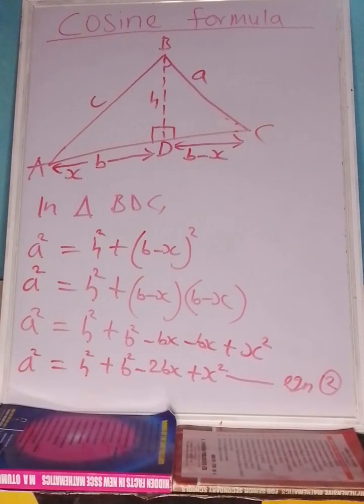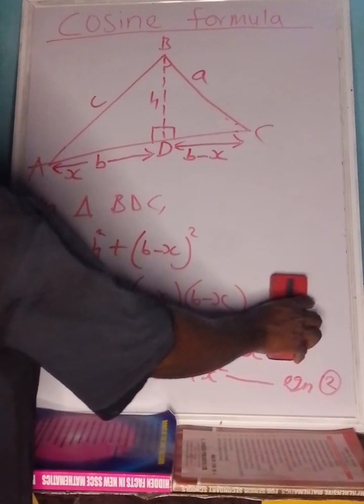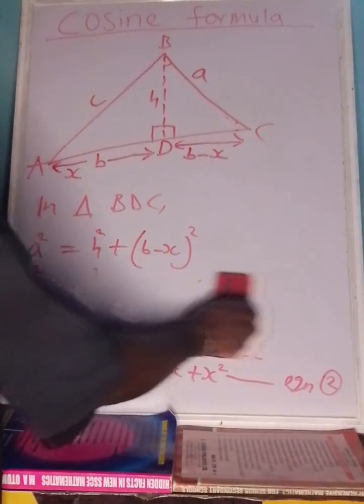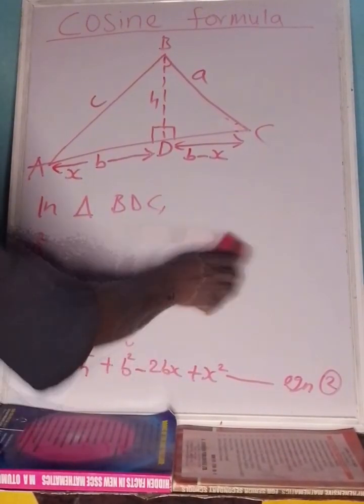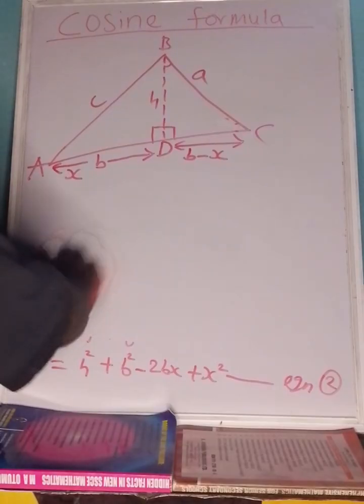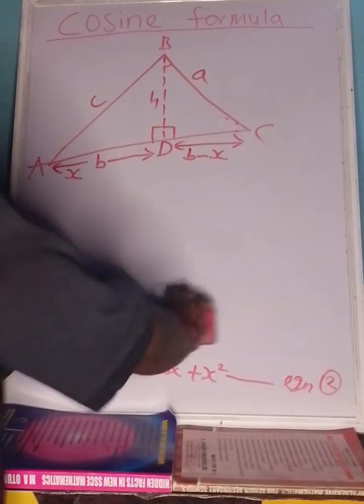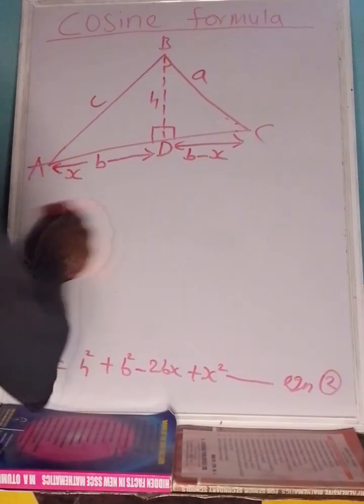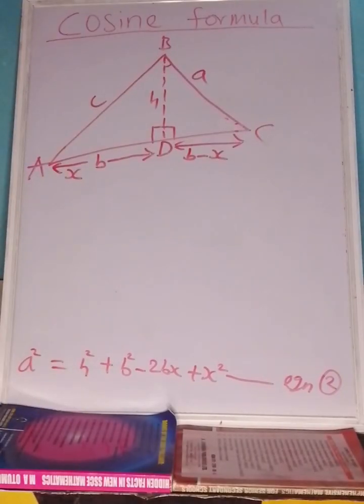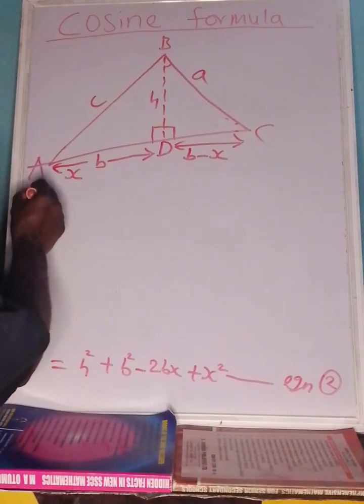If you observe, one of my challenges is the size of my board. So I'm going to erase so that I can bring it up and then solve further. Remember, we have gotten our equation 1 from the second right angled triangle that we got from our scaling triangle. Now, if you look at this, it is gotten from triangle BDC. You understand? Now we are going to switch to triangle ABD.